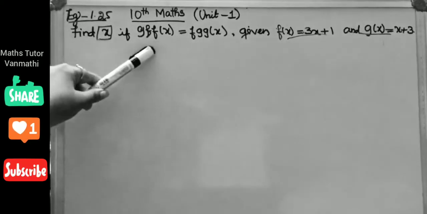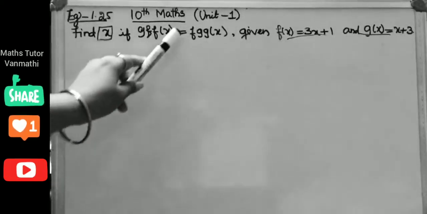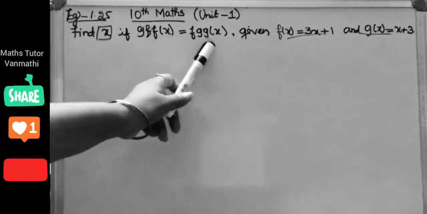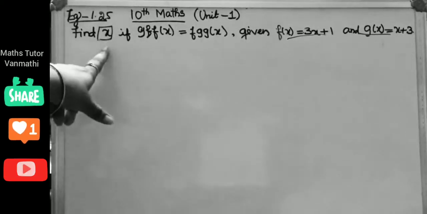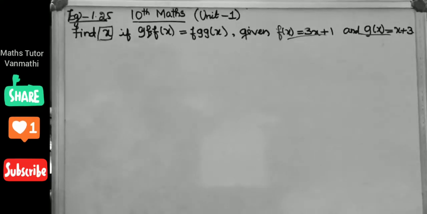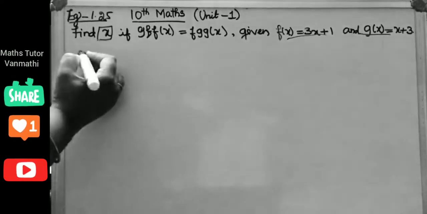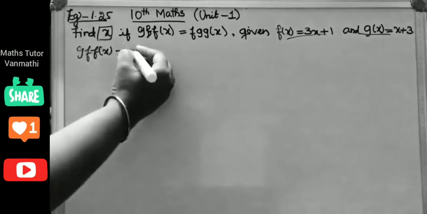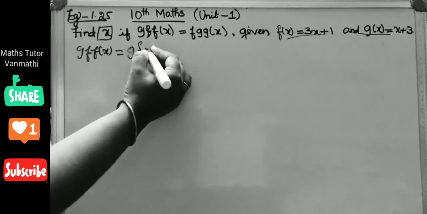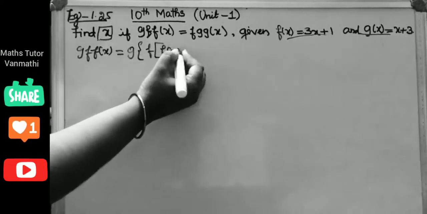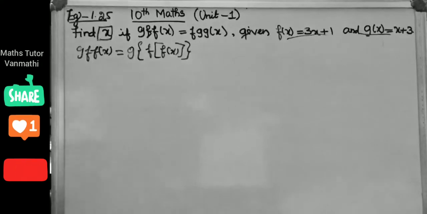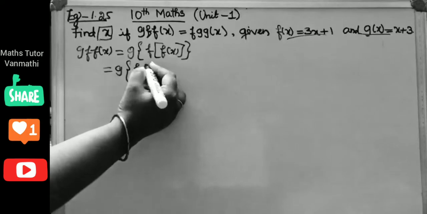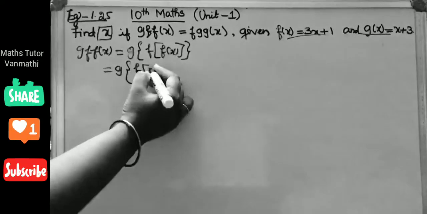By using this and these values, we are going to find gf(x) and fg(x) separately, and we will get these two values. From that you are going to find the x value. Okay, let us go on to the solution. First we can find gf(x). This can be written as g of f of x, which implies g of f of x is nothing but g of 3x plus 1.